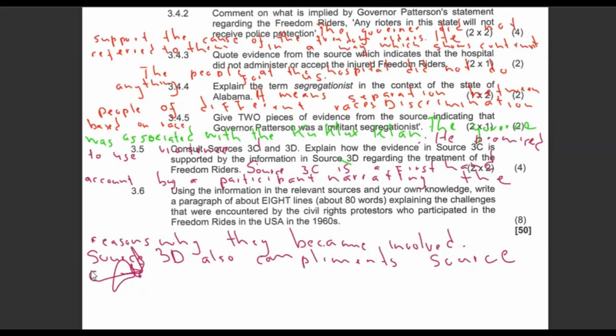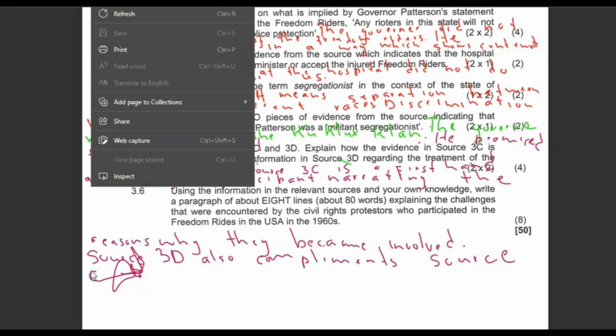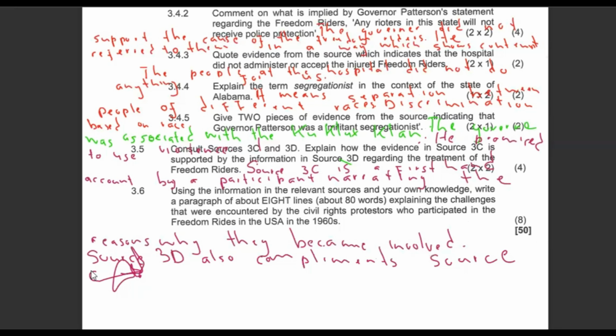It also complements source 2C in demonstrating the brutal nature of the American government during that time. So that is how the two sources complement each other. They actually say the same thing. They support the fact that the freedom riders faced resistance from the government, and they were also treated in a very, very cruel manner. They were treated with contempt. So this is how these sources complement each other.